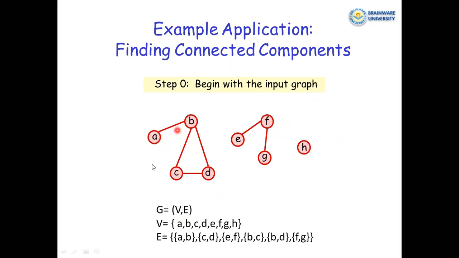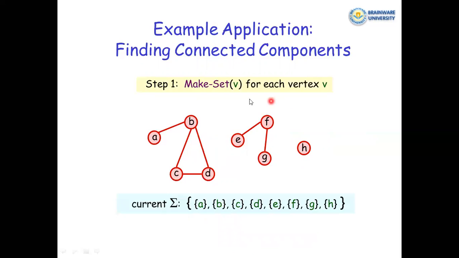Consider the graph G, which consists of the vertex set and the edge set. V is the vertex set: a, b, c, d, e, f, g and h, and E is the edge set: ab, cd, ef, bc, bd and fg.